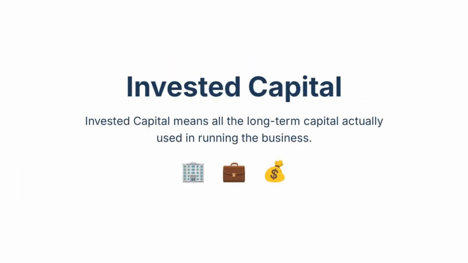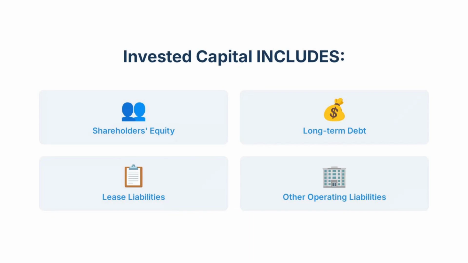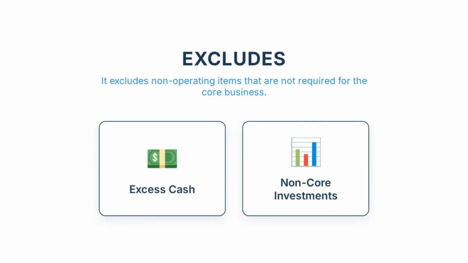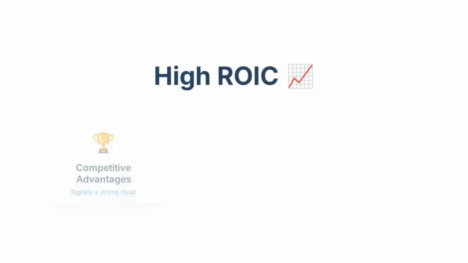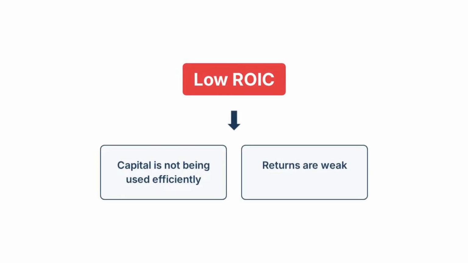Invested capital means all the long-term capital actually used in running the business. It includes shareholders' equity, long-term debt, lease liabilities, and other operating liabilities. It excludes non-operating items like excess cash or investments that are not required for the core business. A high ROIC usually signals strong competitive advantages, pricing power, and long-term value creation. A low ROIC means capital is not being used efficiently and returns are weak.